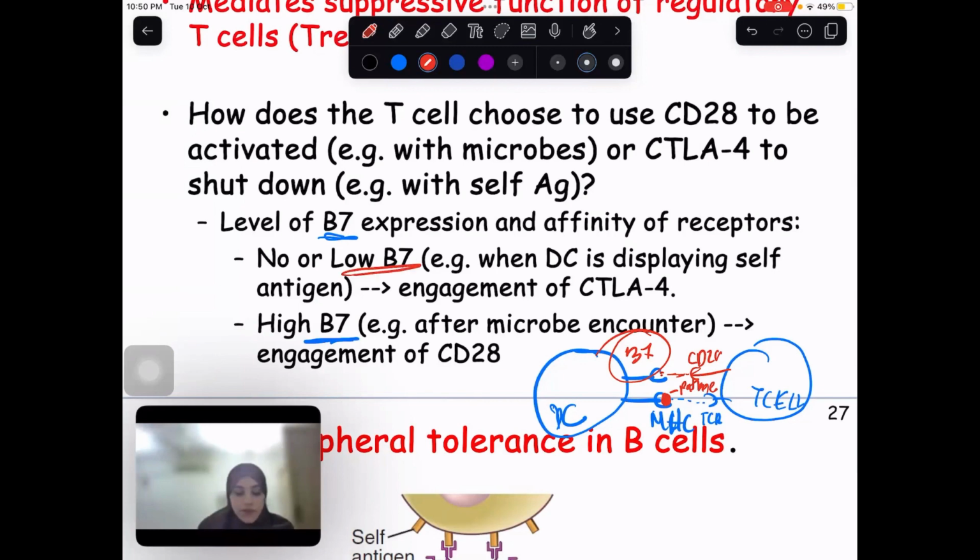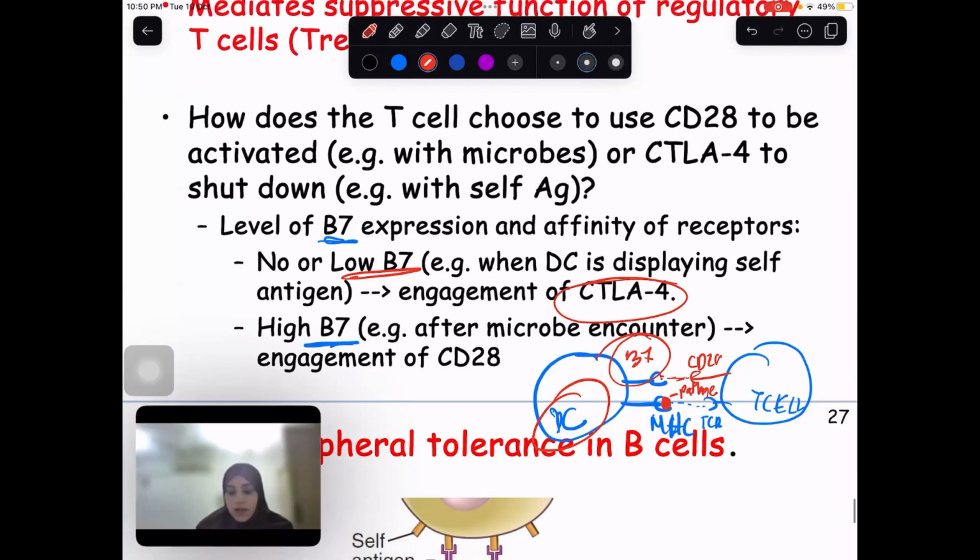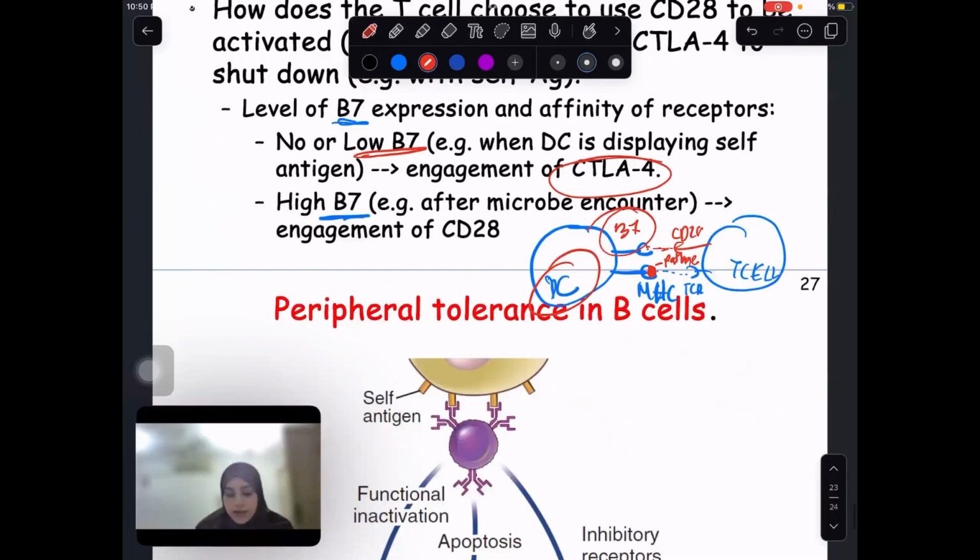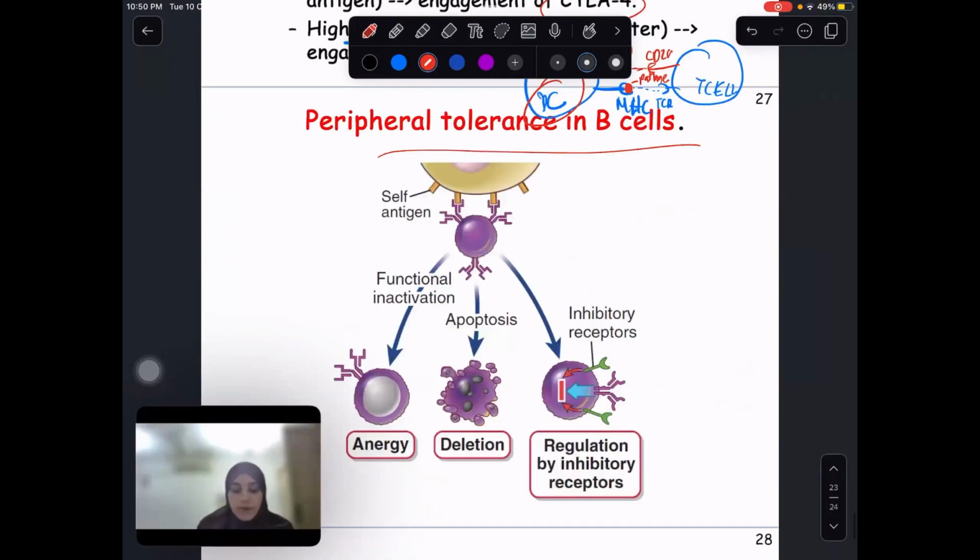But if there's no B7 or a low amount of B7, I told you this means that the DC is going to be expressing or showing self-antigen. And if it's a self-antigen, no B7 is going to be happening, or just very low amount. So if it is a self-antigen, I want to inhibit it, right? I want to inhibit. So that's why I express CTLA4 more. Again, peripheral tolerance in B cells, I have explained it, is the same thing as the T cell. We have the anergy, we have the deletion and the suppression using the inhibitory receptors.